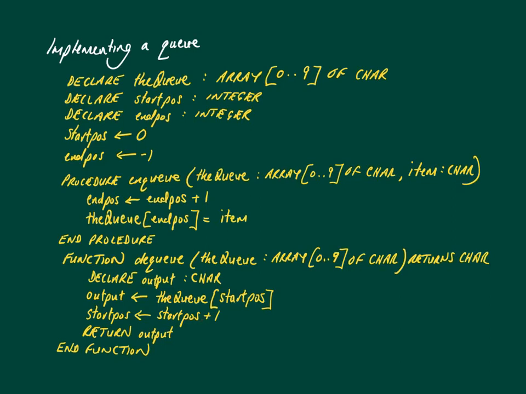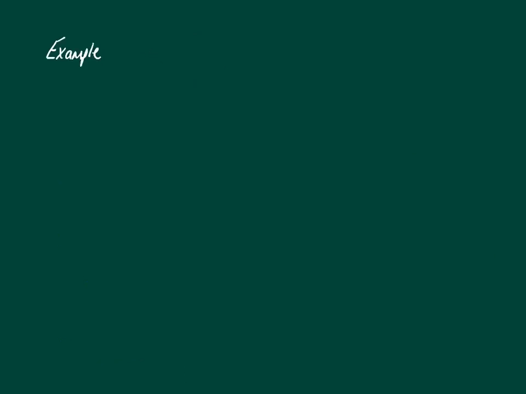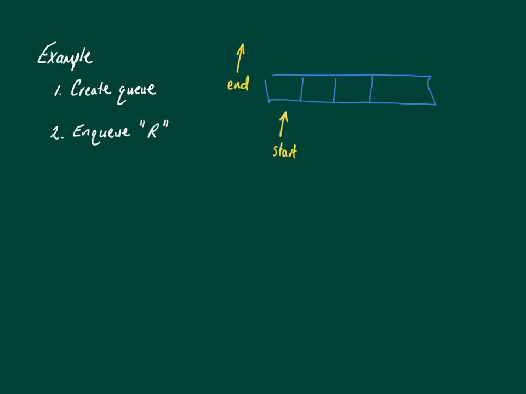So let's look at an example of implementing this. This example is going to have a few steps. Firstly, we're going to create a queue, which is held in an array. Then we're going to enqueue a few items to it. So we're going to enqueue R firstly. When we enqueue R, we add it to the queue, and the end position changes so that it's pointing at the same position as the start position.